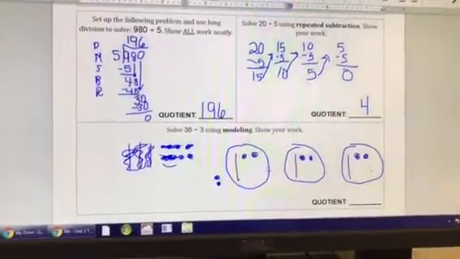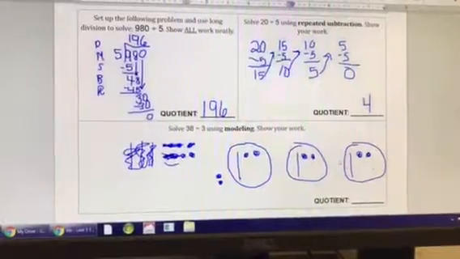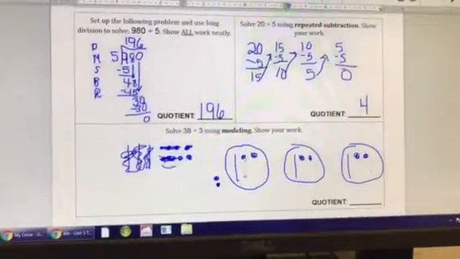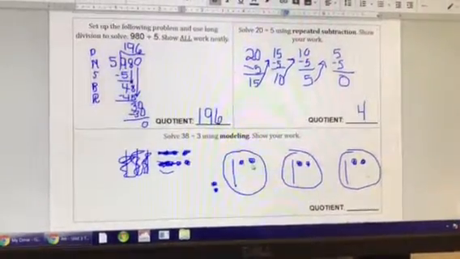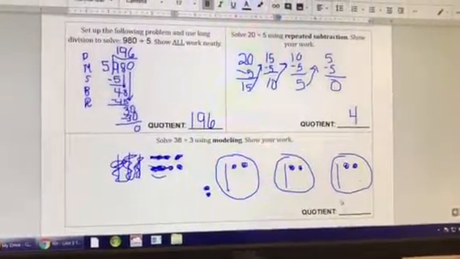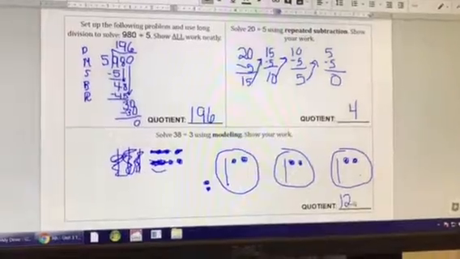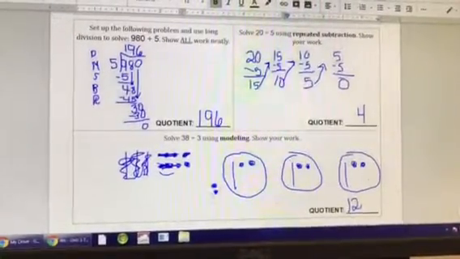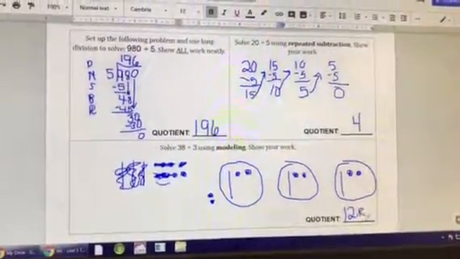So let's interpret our answer. We have to see how much fit into the equal groups. So I have 1 10 rod and 2 1s in each group. 10 plus 1 makes 12. So we have a quotient of 12, and we can't forget about our remainder, which is a remainder of 2.